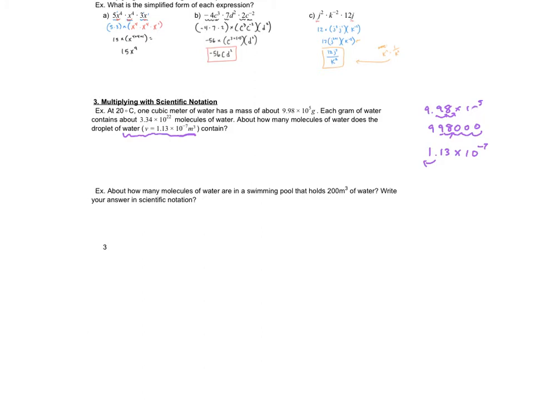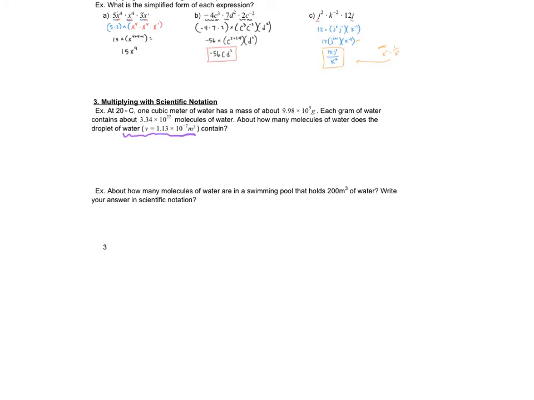So with that, we are going to do some multiplication here. What do we have here? We have how many molecules of water a droplet contains. We have 1 cubic meter of water has a mass of this many grams. And then each gram of that water contains this many molecules. And then it says how many molecules of water does this much water contain. So we're going to multiply all those together.